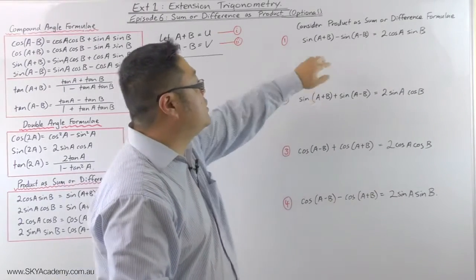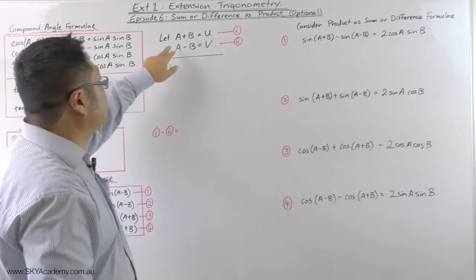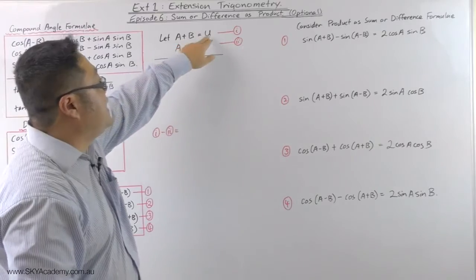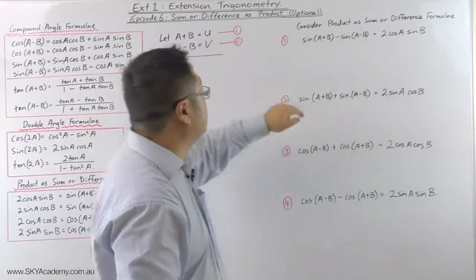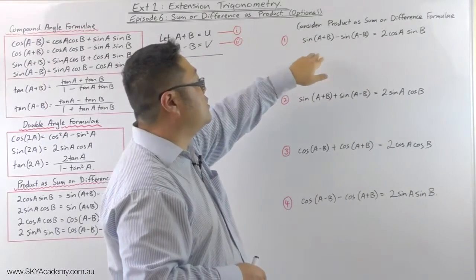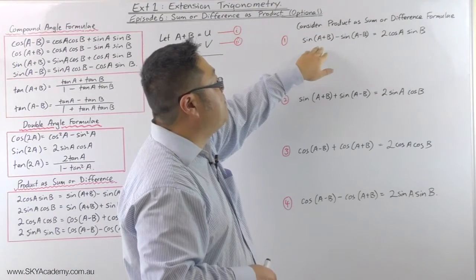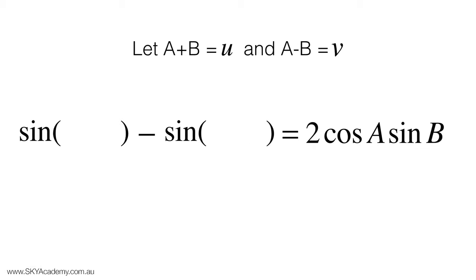But what we're going to do is collapse a plus b into another letter. So let a plus b equal u, and we're also going to collapse a minus b into another letter, a minus b equal v. So in other words, we're going to consider the sum or difference as we have it here, and we're going to modify that using the letters u and v.